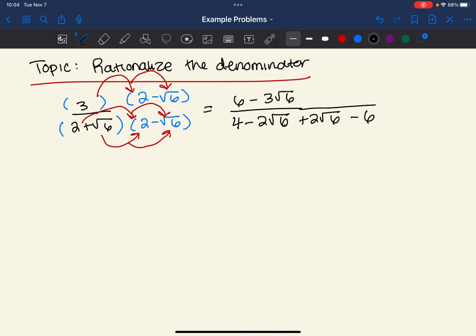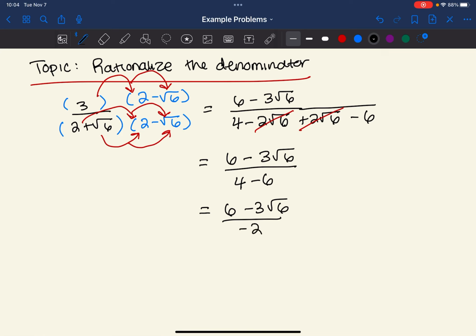So if we look on the denominator, we notice that the negative 2 square roots of 6 and the positive 2 square roots of 6 cancel out, which is what we wanted them to do because we do not want a radical in our denominator. So that means we have 6 minus 3 square roots of 6 over 4 minus 6. Okay. We're going to go ahead and continue combining like terms. So I have 6 minus 3 square roots of 6 over 4 minus 6, which is negative 2.